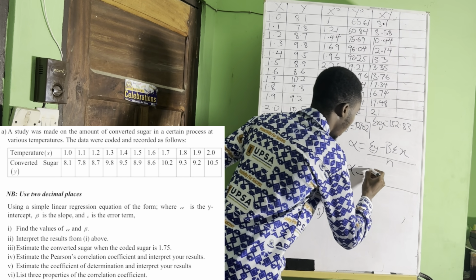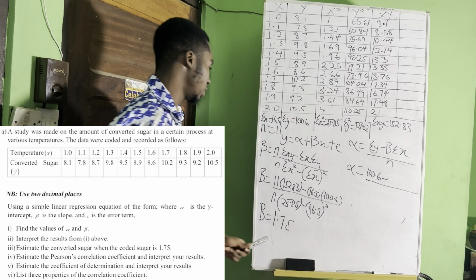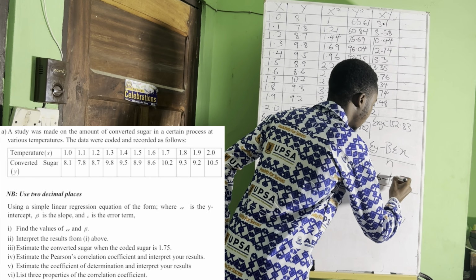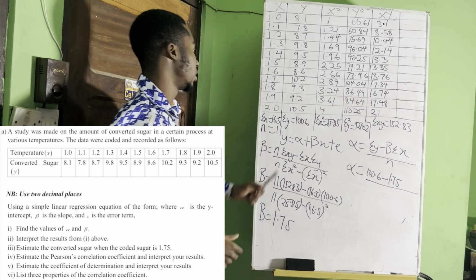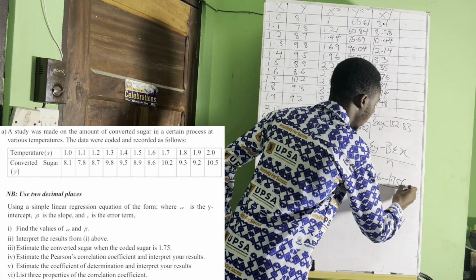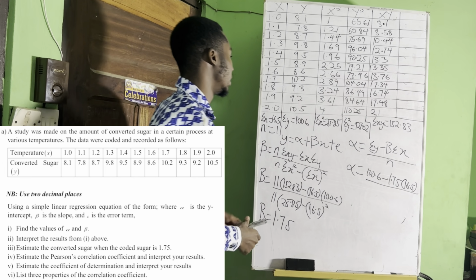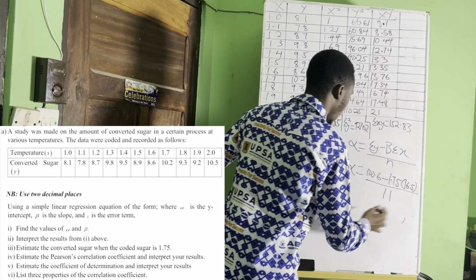So 100.6 minus our beta. We just got our beta to be 1.75. So minus 1.75 times our sigma x. Sigma x, we got 16.5, in brackets 16.5. Then over n. N is 11. We already have it here. So over 11. So you can punch all this on the calculator.